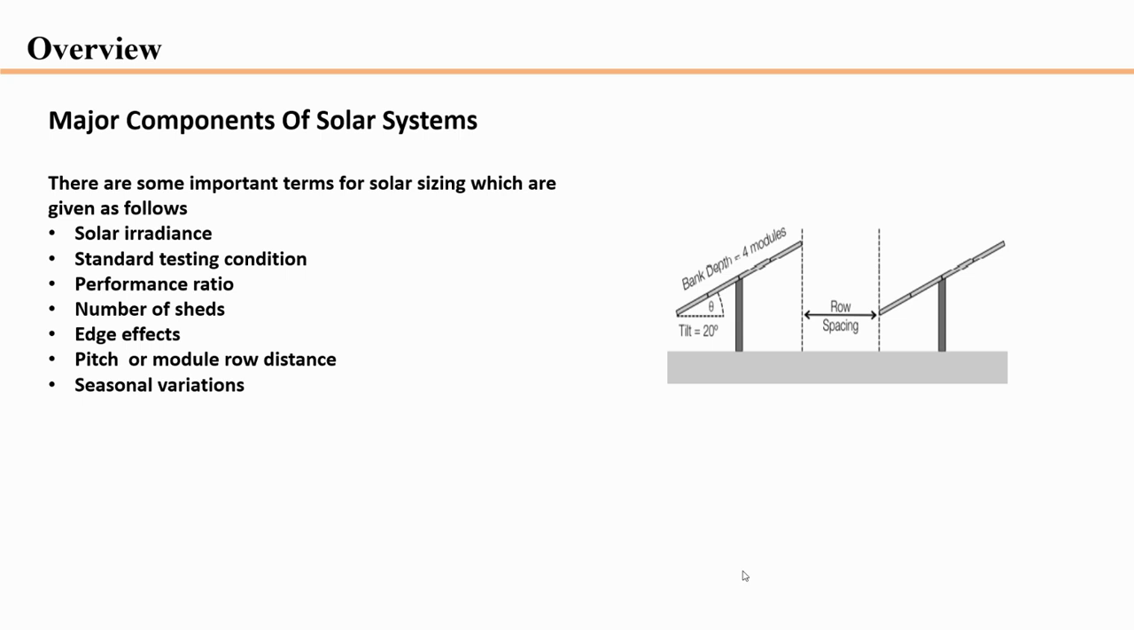Standard test conditions are conditions useful for measuring performance at a specific cell temperature of 25 degrees C and irradiance of 1000 watt per square meter with air mass of 1.5 spectrum.